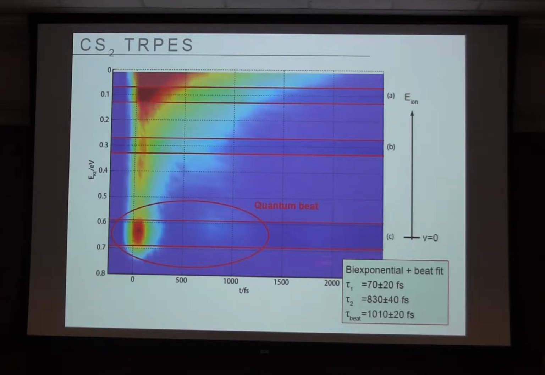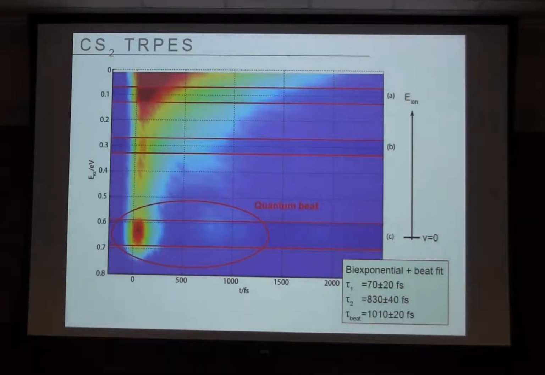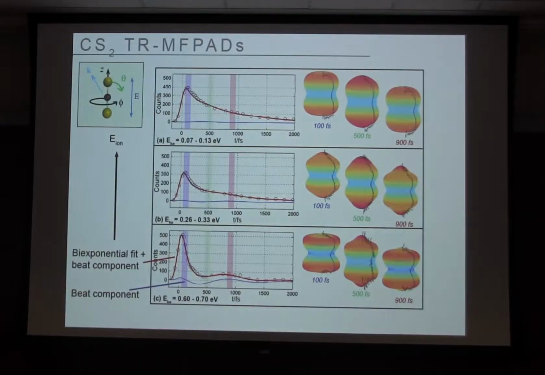And you can do a global fit to this, and you can put out some time constants. In this case, we see 70 femtoseconds, a fast time constant, 830 femtoseconds, a longer time constant, and a beat period of around 80 femtoseconds. So those three energy slices that were highlighted there are shown again here, just integrated over those ranges.